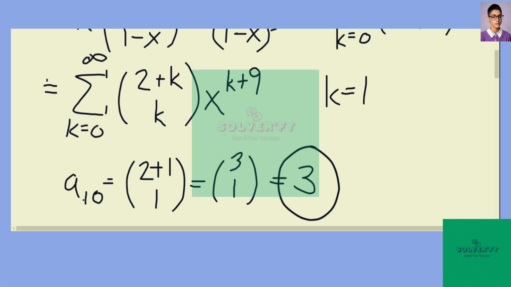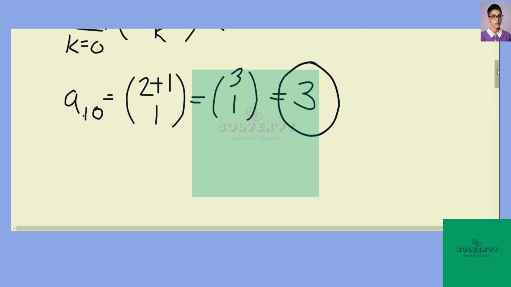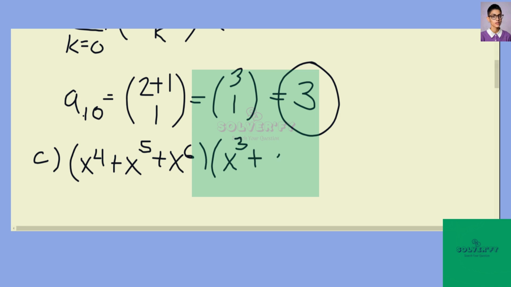In part C, we are given the function x to the 4th plus x to the 5th plus x to the 6th, times x cubed plus x to the 4th plus x to the 5th plus x to the 6th plus x to the 7th, times 1 plus x squared plus x cubed, and so on.